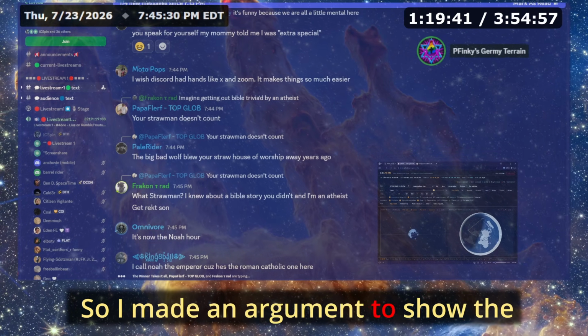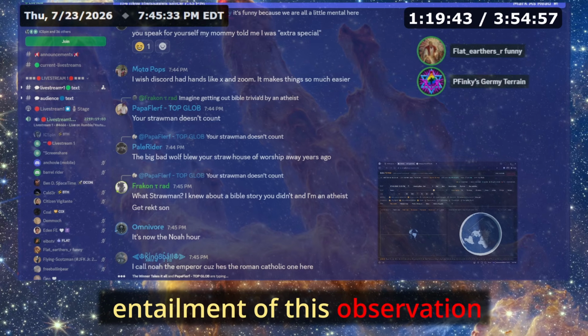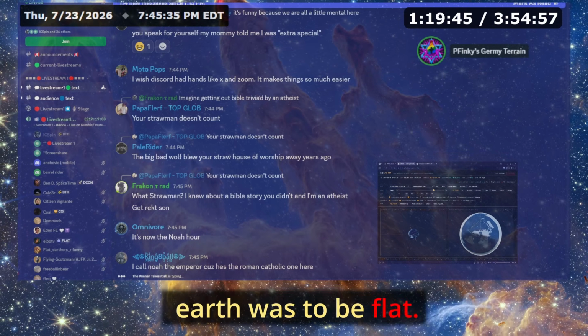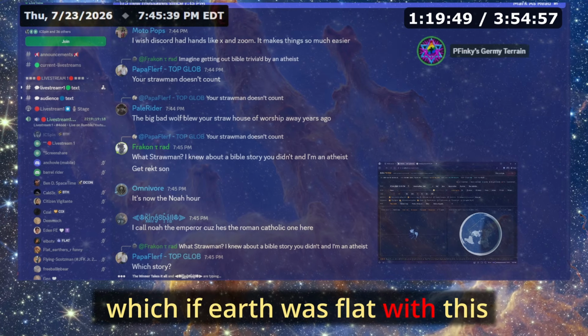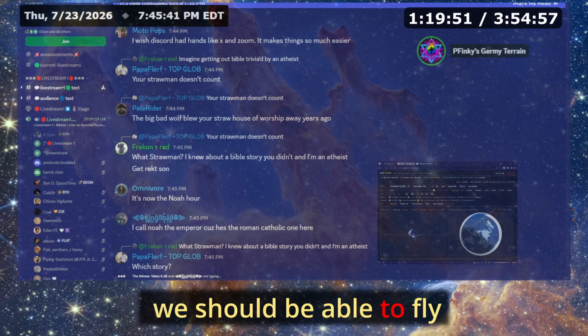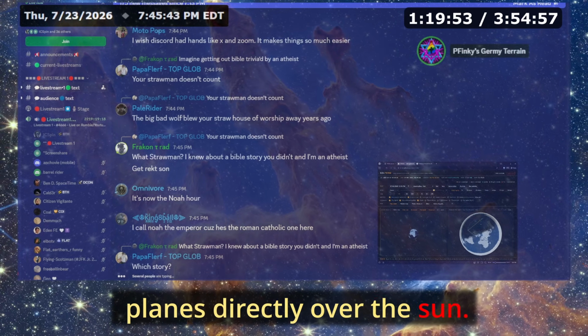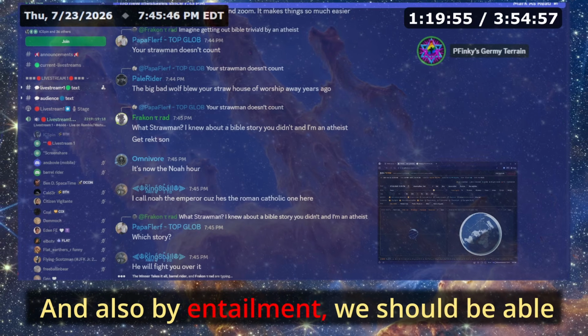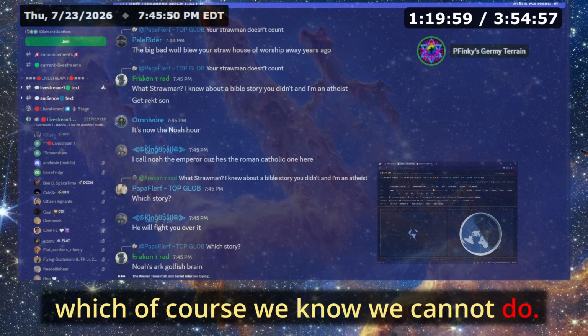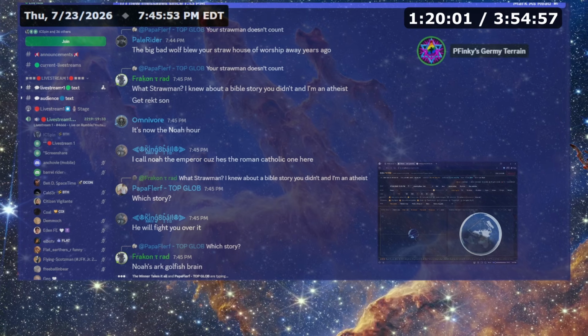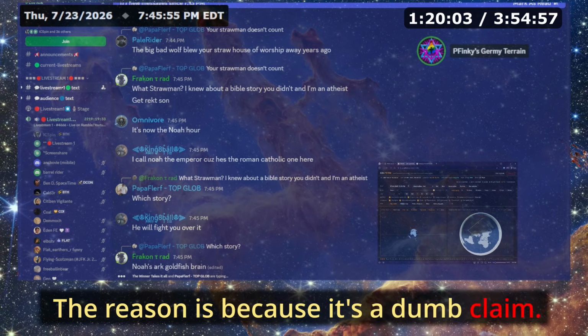So I made an argument to show the entailment of this observation if the Earth was to be flat. I just made the logical conclusion, which is if Earth was flat with this observation, we should be able to fly planes directly over the sun, and also by entailment, we should be able to fly a plane directly into the sun, which of course we know we cannot do. Nobody's ever flown over the sun. The reason is because it's a dumb claim. The Earth is not flat.